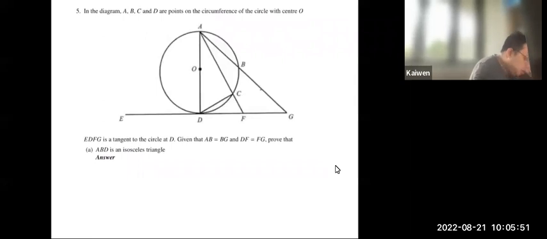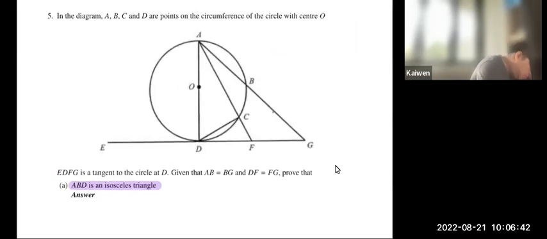In the diagram, ABCD are points on the circumference of a circle with center O. EDFG is a tangent to the circle at D. Given AB is equal to BG and DF is equal to FG, you need to prove that ABD is an isosceles triangle. When I was marking this question, quite a few people managed to prove this very well, but it took a very long approach. They used a lot of alternate segment theorem. They used a lot of funky things to show that this is an isosceles triangle, which is actually pretty good. The method that I'm actually going to use is a little bit more interesting.